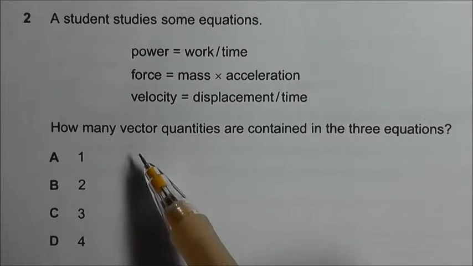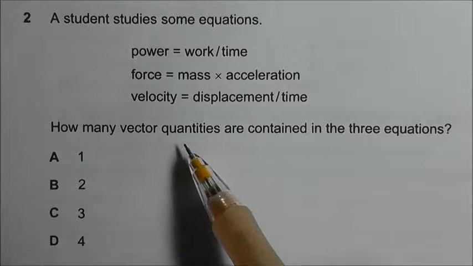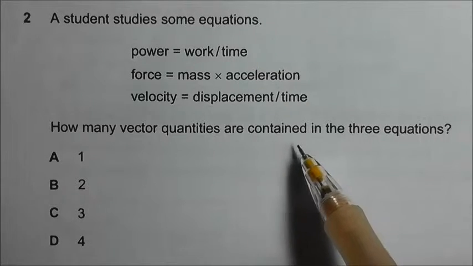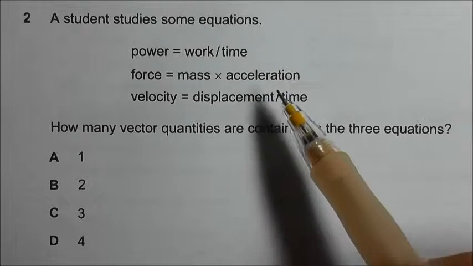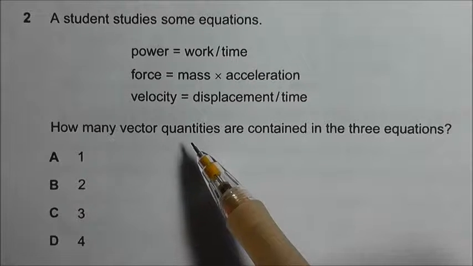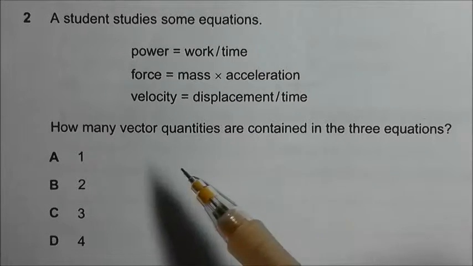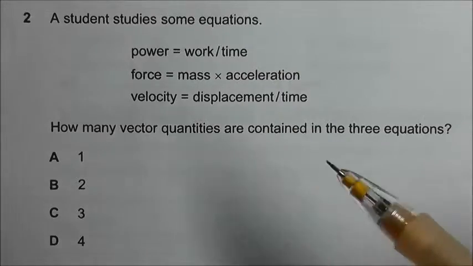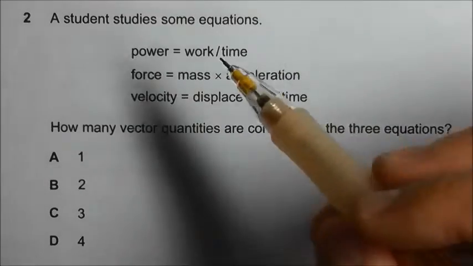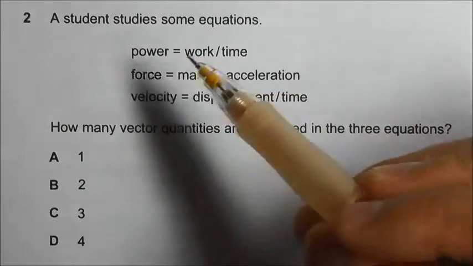Okay, in these questions, we are supposed to identify how many vector quantities are contained in these three equations. So let's just recap. Vectors involve directions and scalars do not. Okay, now let's go through each of the quantities here.